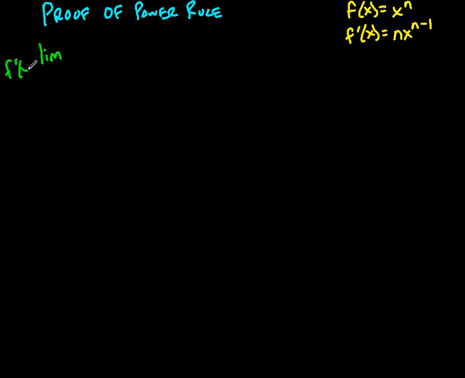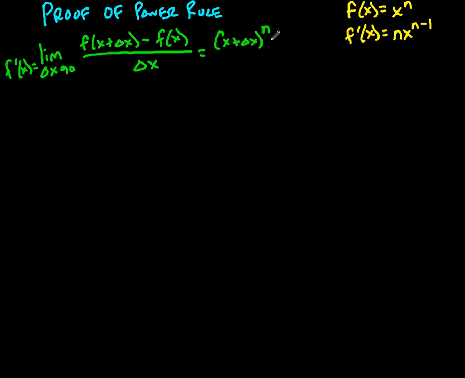And that's that the derivative equals, again, the limit as delta x approaches 0 of f of x plus delta x minus f of x all over delta x. Well, let's plug in for the function x to the n power. When I do that, it'll be x plus delta x to the n power minus x to the n all over delta x. Okay, that's what we're still going to be taking the limit of here.